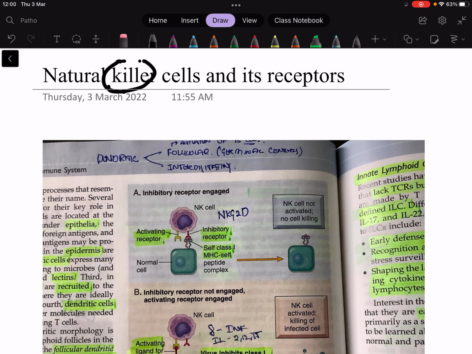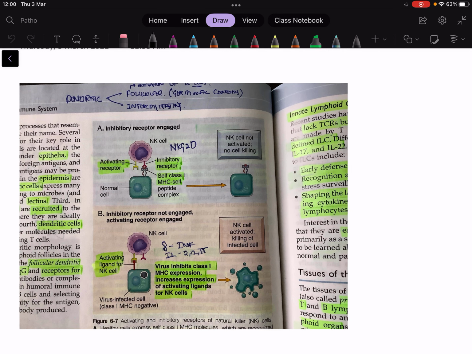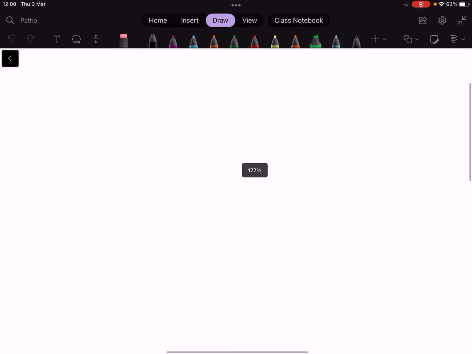So today we are going to talk about how natural killer cells are able to kill the viruses and tumor cells which are present in your body. And not only that, we will talk about the receptors present on your natural killer cells. So this is the image which is taken from your pathology textbook. I will talk about the image later on, but first we will talk about the functions of natural killer cells.